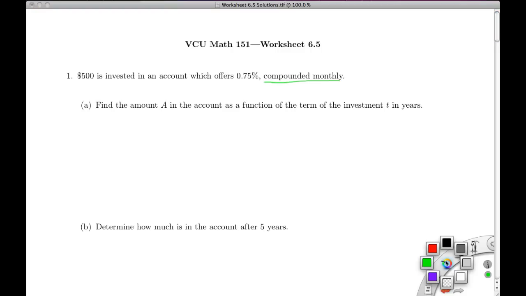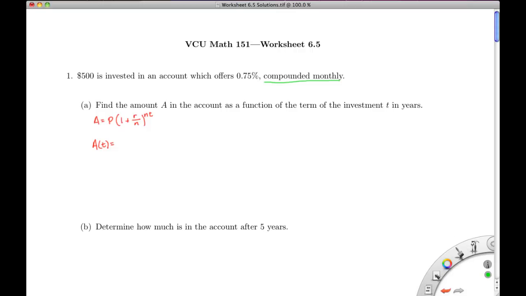So our formula is going to look like this in general. We'll have A is equal to P, which is our principal, times 1 plus R, which is our interest rate, divided by N, which is the number of times we compound the interest per year, to the power of N times T, where T is the number of years. Now what we'd like to do here is come up with a function for this amount where T is the only unknown left. So we'd like to have A as a function of T. Well, let's go up to our givens here and see what we can figure out.